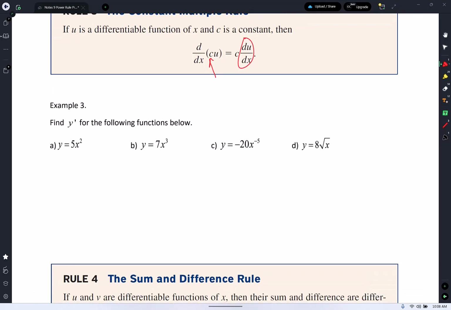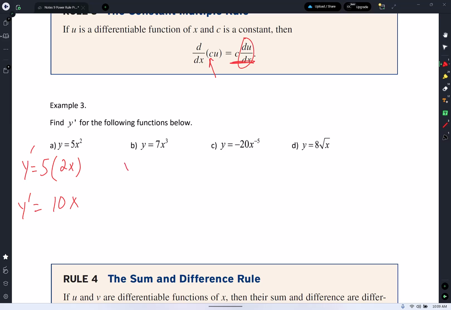So look at letter A. Y equals, that 5 is a constant. What is the derivative of x squared? 2x. So I can rewrite this as y prime equals 10x. Guys, you could just go 5 times 2. You can just drop the 2 down, 5 times 2, and then just subtract 1 from the exponent. See? 10x. But we'll do it the way this says it for now.